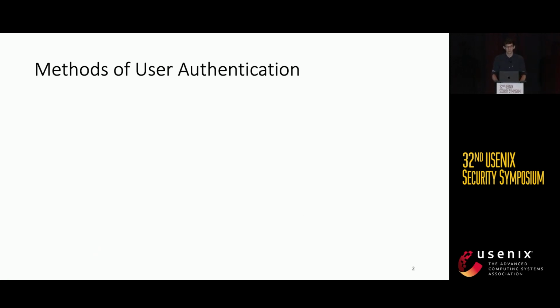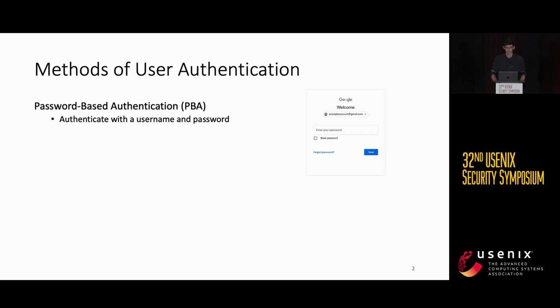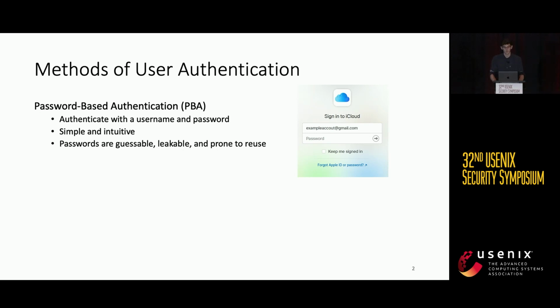There are a couple primary forms of user authentication that websites tend to support. The first is password-based authentication, or PBA, in which you simply authenticate with a username and a password. This is the de facto form of authentication on the web due to its simplicity and intuitiveness. But because passwords are guessable, leakable, and prone to reuse, relying on PBA for authentication is inherently unsafe.